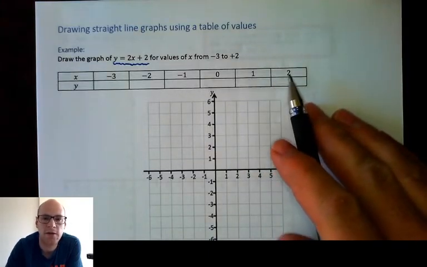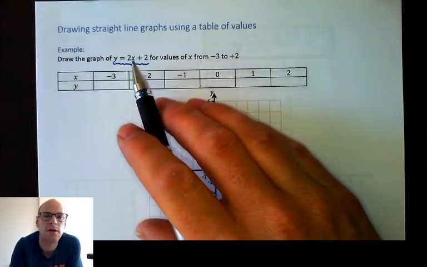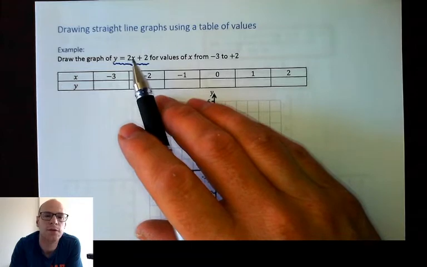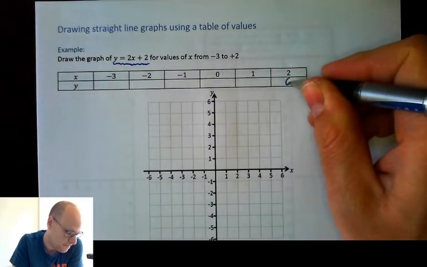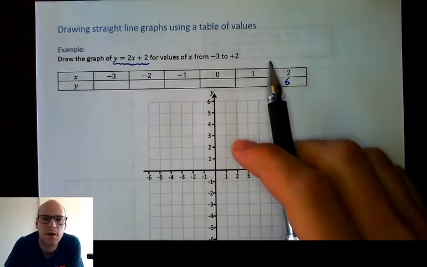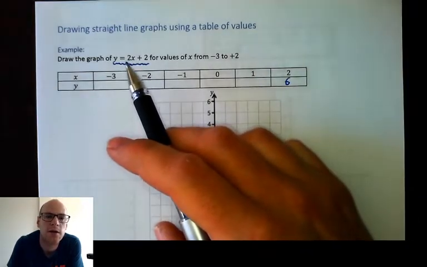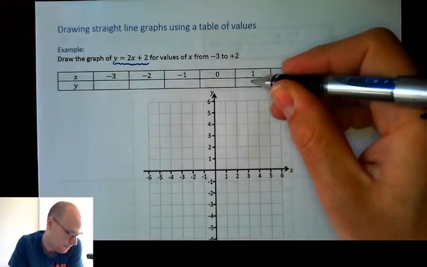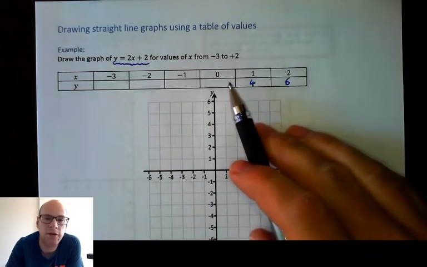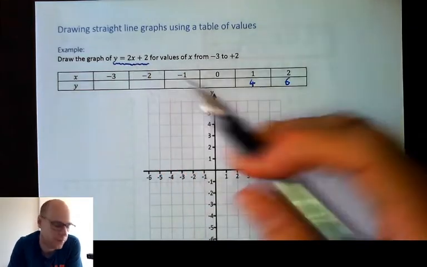So remember I said we're going to start with the positives. So if x equals 2, I'm putting x equals 2 in here. So I'm doing 2 times 2, which is 4, plus another 2, which is 6. So that needs to be 6. Now I'm going to put a 1 into here and find out what the value of y needs to be. 2 times 1 is 2, plus the 2 is 4. And now I'm going to put a 0 in. 2 times 0 is 0, plus the 2 is 2.